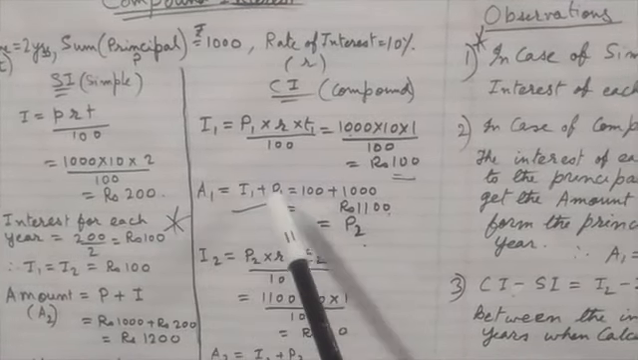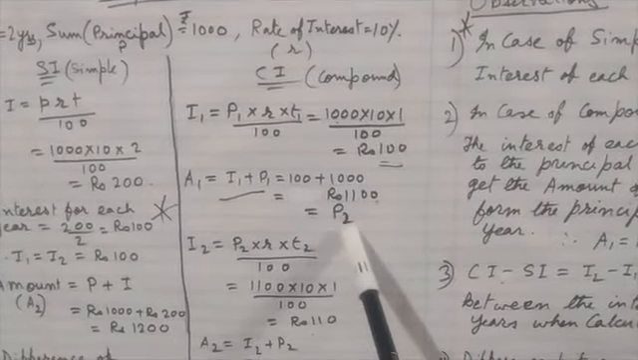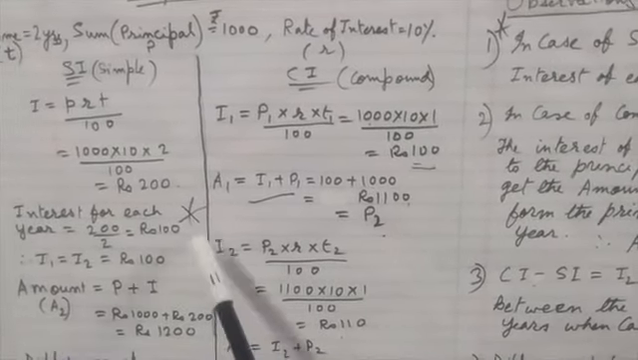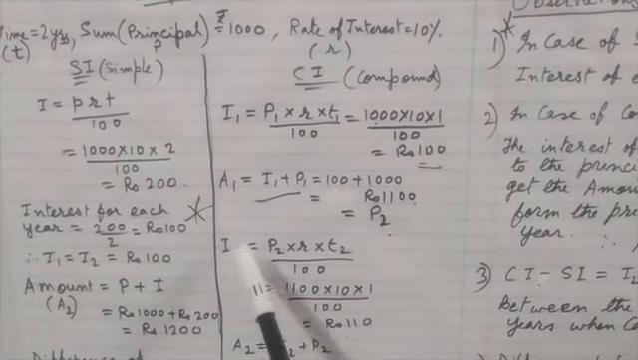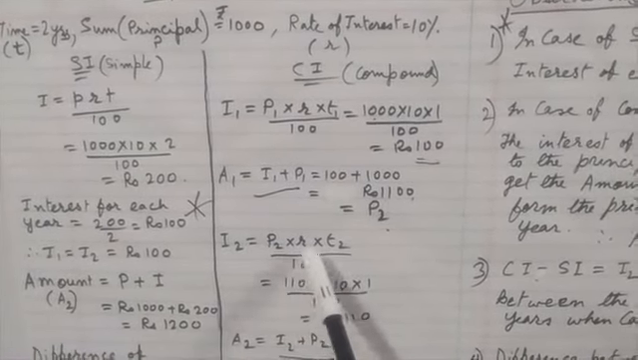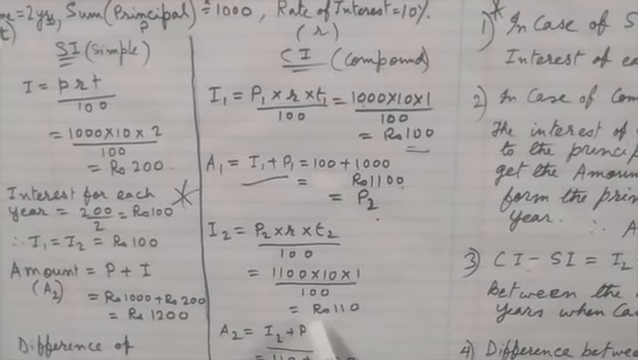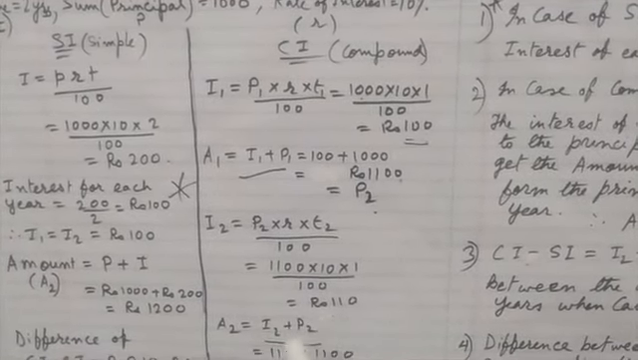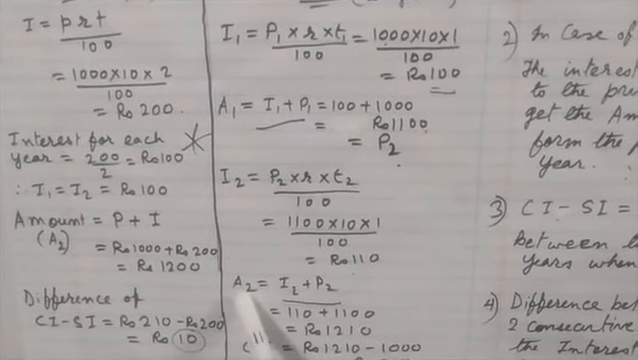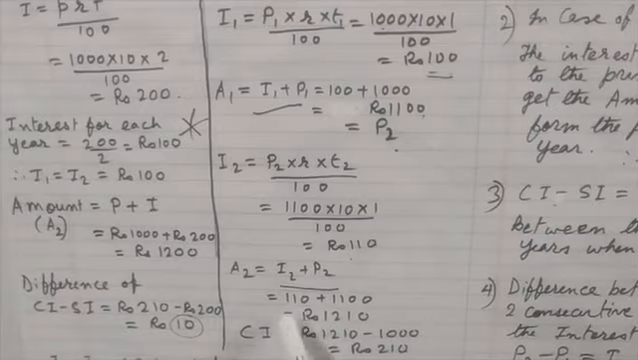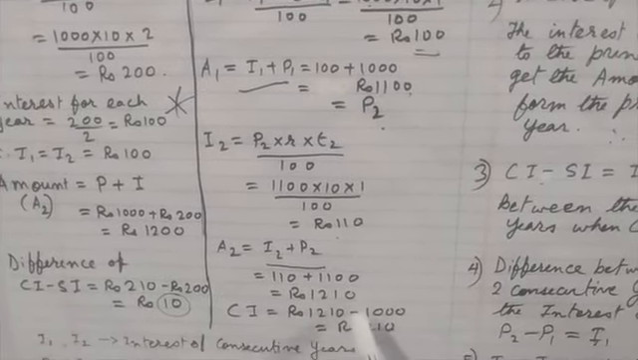Now remember, the amount of the first year becomes the principal of the second year, 1100. Now we are finding the interest of the second year. Principal of the second year into rate into time. Second year time is 1 year only. And the interest of the second year is rupees 110. Now amount 2 is I2 plus P2, interest of the second year plus principal of the second year, that is 1210.